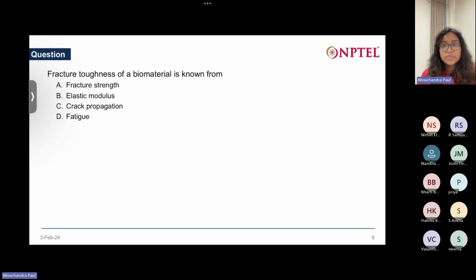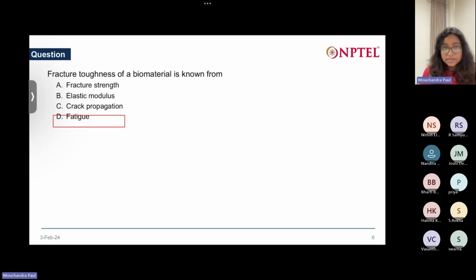Now, this is the question. The fracture toughness of a material is known from what? The answer should be pretty clear to all of you, but still, would anyone like to try? What will be the answer? There are four options: fracture strength, elastic, crack propagation. Yes, crack propagation. You are correct. The answer is crack propagation.